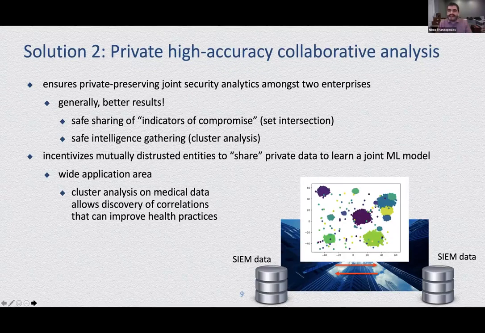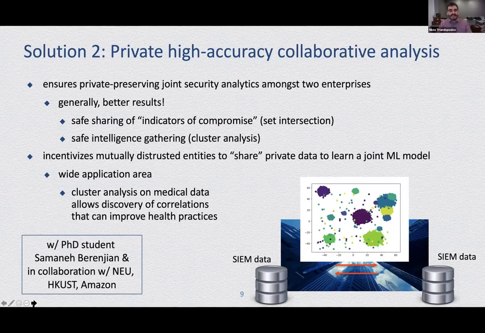Think, for instance, how two hospitals would like to do joint cluster analysis without revealing the details of the individual medical records of their patients. This is joint work with my students, Saman, Ben, and Jan, and also with collaborators at Northeastern, HKUST, Hong Kong University of Science and Technology, and Amazon.